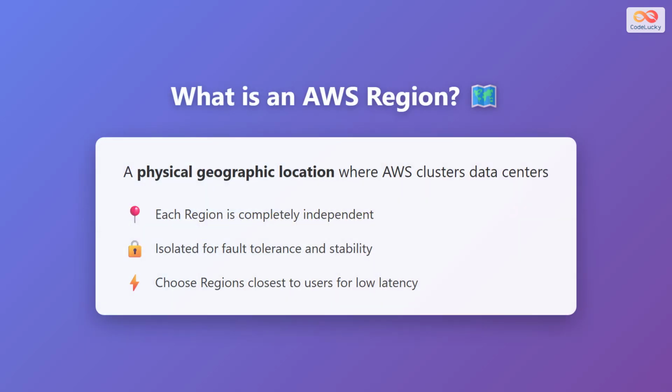An AWS region is a physical geographic location where Amazon clusters its data centers. Think of it as a large geographic area, like Northern Virginia or Tokyo, where AWS has established a presence. Each region operates completely independently from other regions. This isolation is intentional and provides fault tolerance and stability. If something goes wrong in one region, it doesn't affect the others. When deploying applications, you should choose regions that are closest to your end users to minimize latency and ensure fast response times.